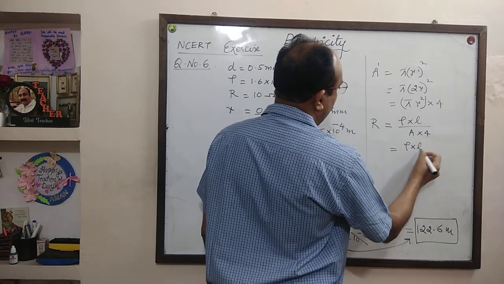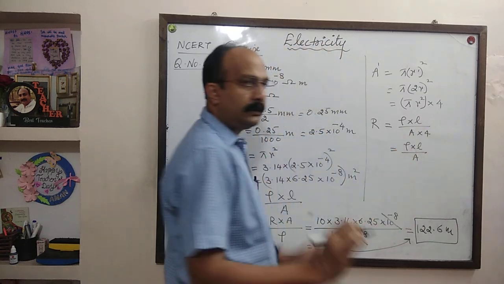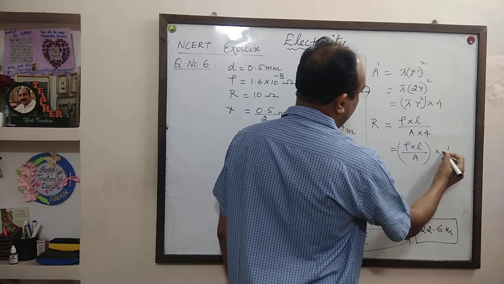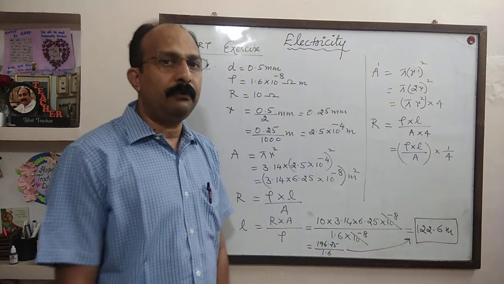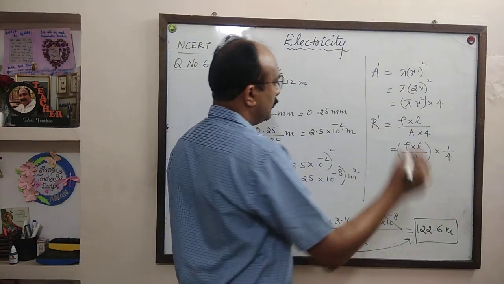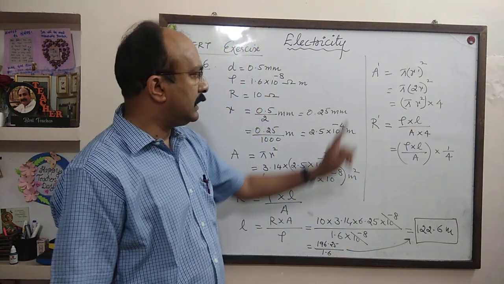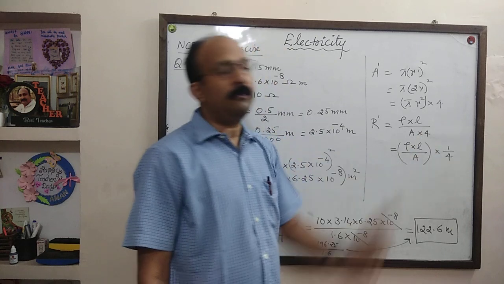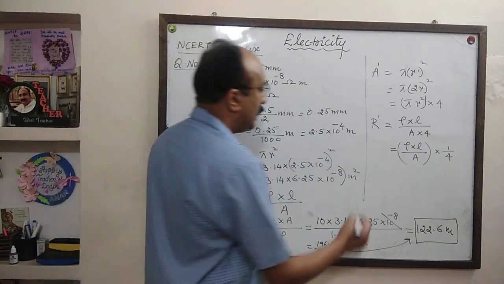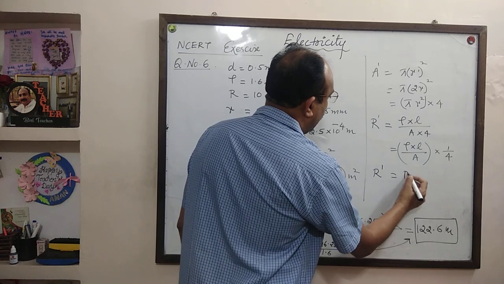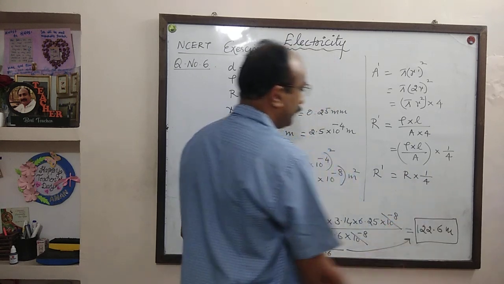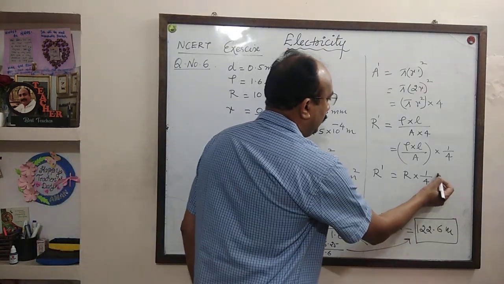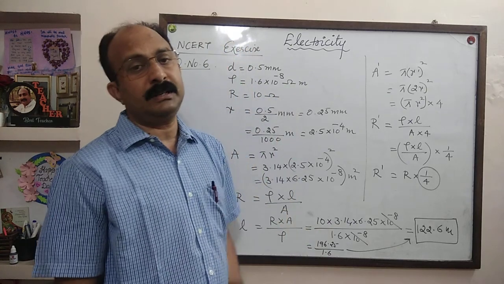So we can say rho into L upon A, this is our original R. Now what happened? Upon 4. That means into 1 by 4. So what happened to the new R? If I call the new R as R dash, then R dash is equal to original R into 1 upon 4. So R dash is equal to R into 1 upon 4. So we can say the new resistance will be 1 by 4th of the previous resistance.